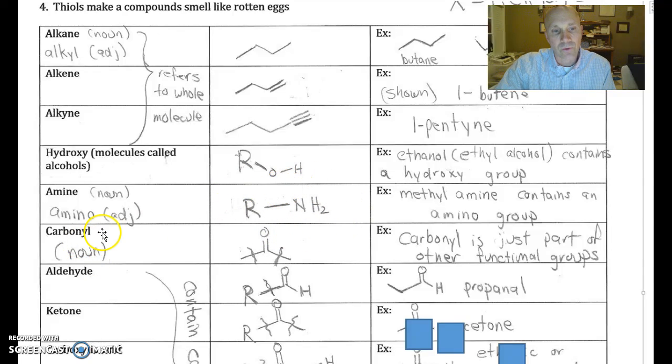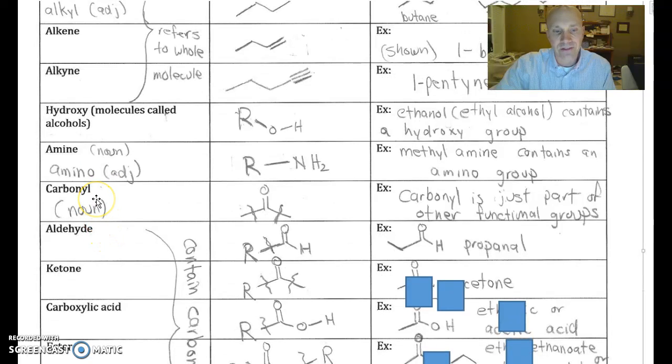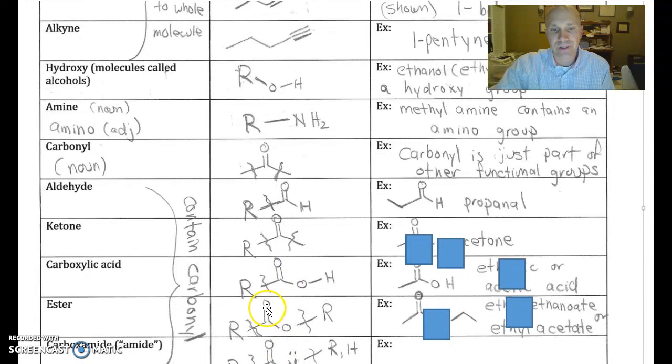So the next one is not necessarily a functional group all by itself, but it's a word that gets used in describing compounds. And that's anytime you've got a carbon double bonded to an oxygen. Anytime you've got that, you refer to that right there as a carbonyl group. And the thing about that is there's many different types of functional groups, and I'm going to talk about a couple of them down here after this.